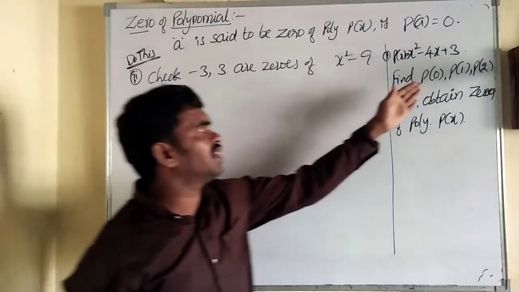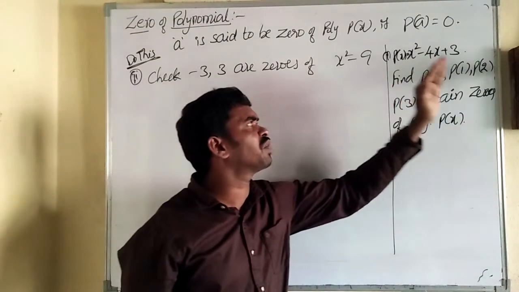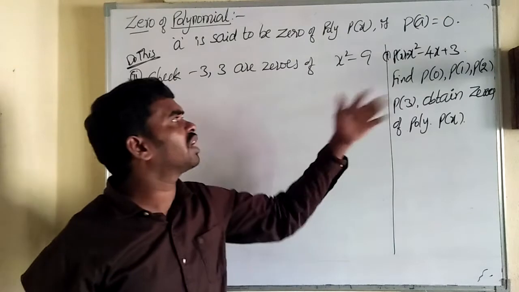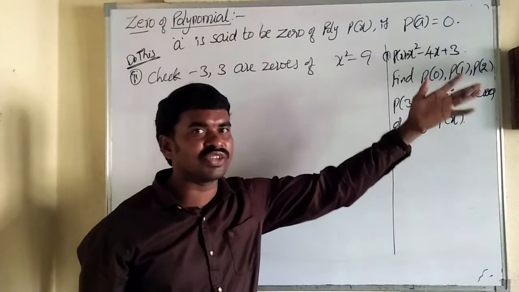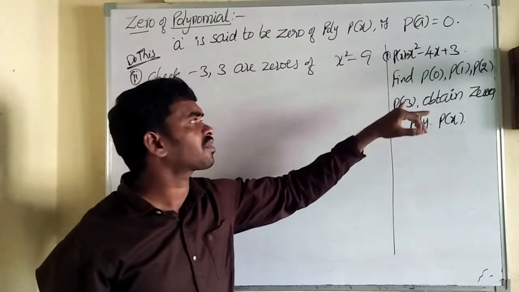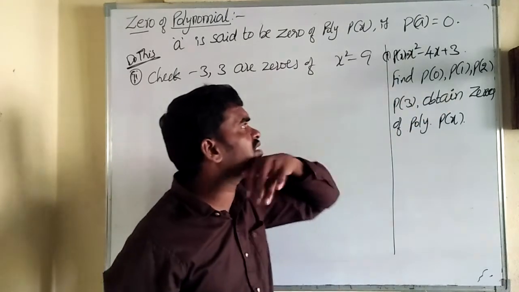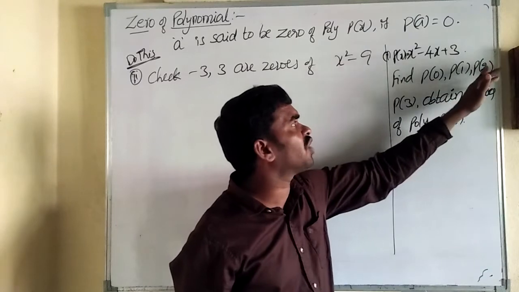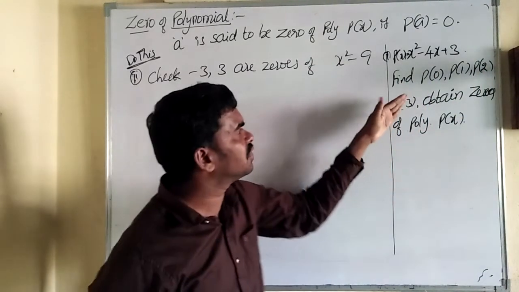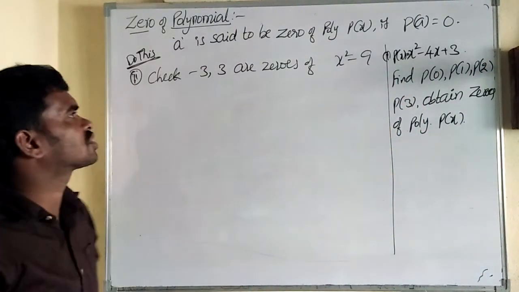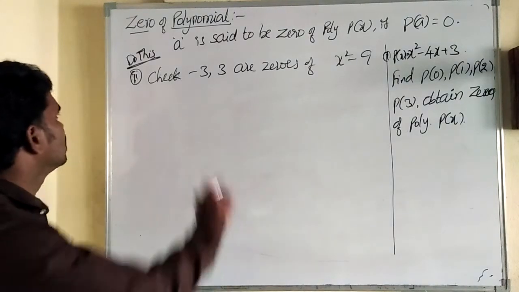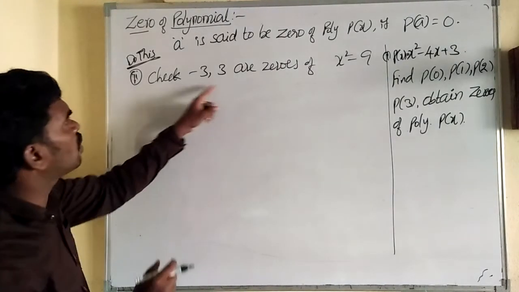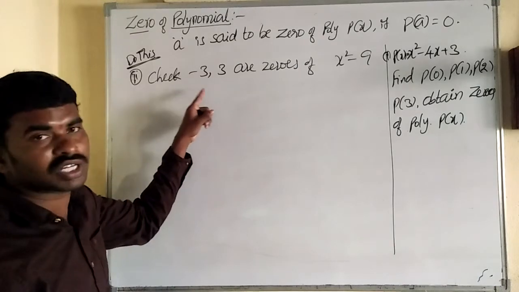So first of all, find the p of 0 value, p of 1 value, p of 2 value, p of 3 value. Wherever you get the answer 0, check which value becomes 0. Is it 0 at 1, or at 2, or at 3? You just check and write the zeros. I give you one example in the previous. This is an important question for 1 and 2 marks.